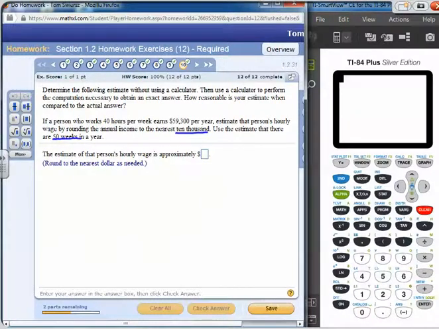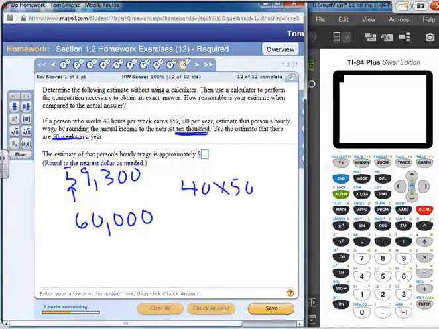So first of all, instead of using 59,300, we're going to round to the nearest 10,000, not thousand. So the nearest 10,000 is the 5, there's a 9, so we would round it to 60,000. Okay, works 40 hours per week, and we're going to say 50 weeks per year. So 40 times 50 is equal to 2,000 hours.